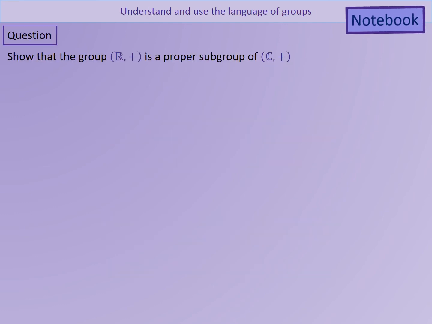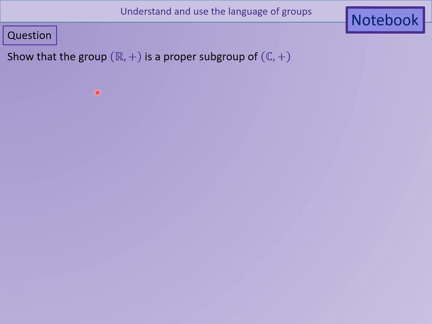Okay, so let's put this question down in your notebooks then. We want to show that the group of all the real numbers under the binary operation of addition is a proper subgroup of all the complex numbers under the binary operation of addition. And it might seem quite obvious, but we need to learn how to actually go about forming an argument to show that this is going to be a proper subgroup of this. Okay, so get the question down and let's work through the answer.